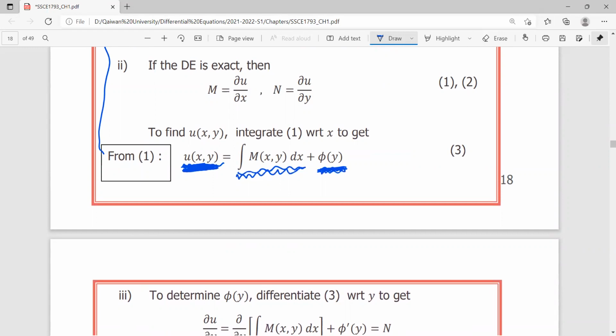Phi is a function. Phi is a function. We say psi of y, or lambda of y. It's the same as saying f of y, so you can use f of y. You can write down f, but it's better to follow what is written in the handout. Yes, it's a function.